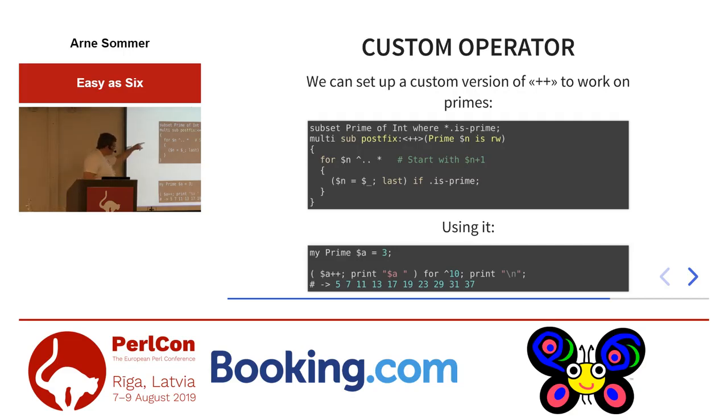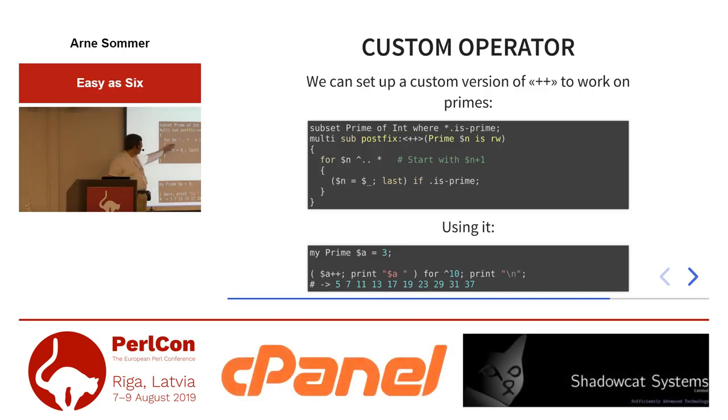The argument is declared as read-write because we are changing the value. So we have to do that in order to get the changed value back. And what it does is just start with the next value after the one we get in, towards infinity, and check if it is a prime. If it is, then we write it back, otherwise we loop through.